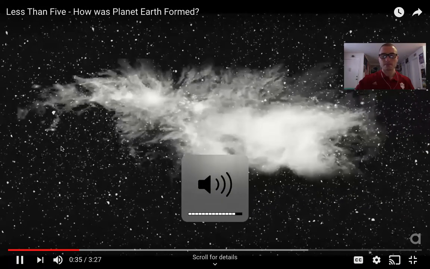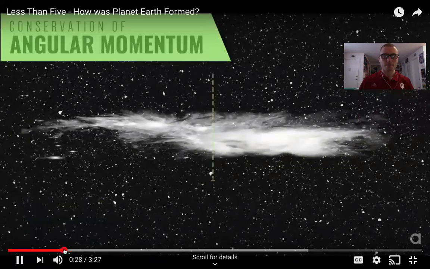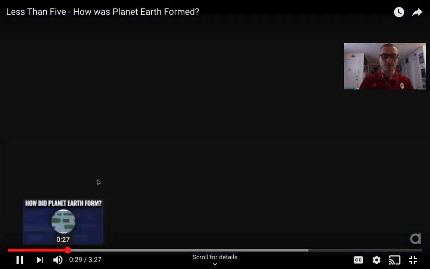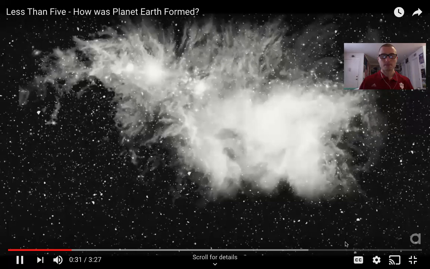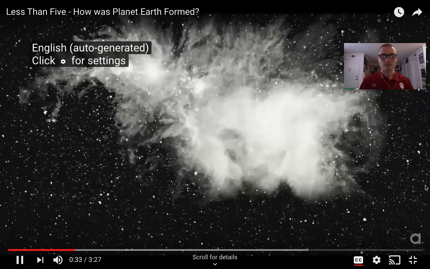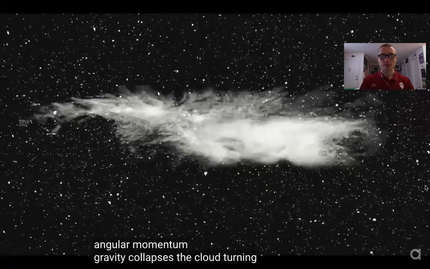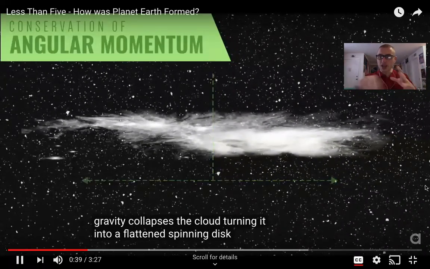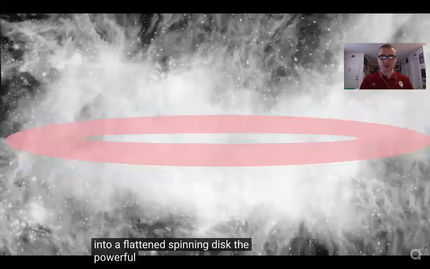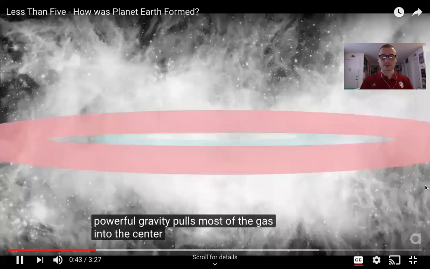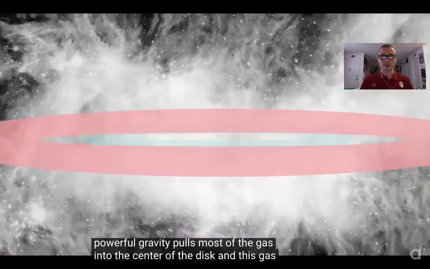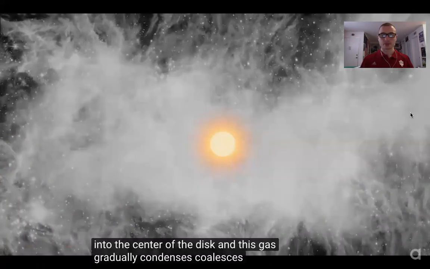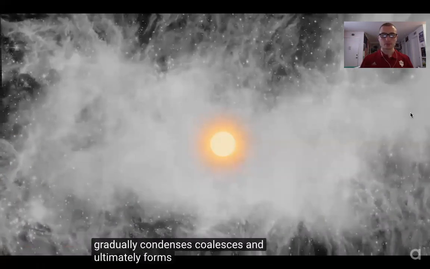Collapses the cloud, turning it into a flattened, spinning disk in a process known as the conservation of angular momentum. Gravity collapses the cloud, turning it into a flattened, spinning disk. The powerful gravity pulls most of the gas into the center of the disk, and this gas gradually condenses, coalesces, and ultimately forms our sun.